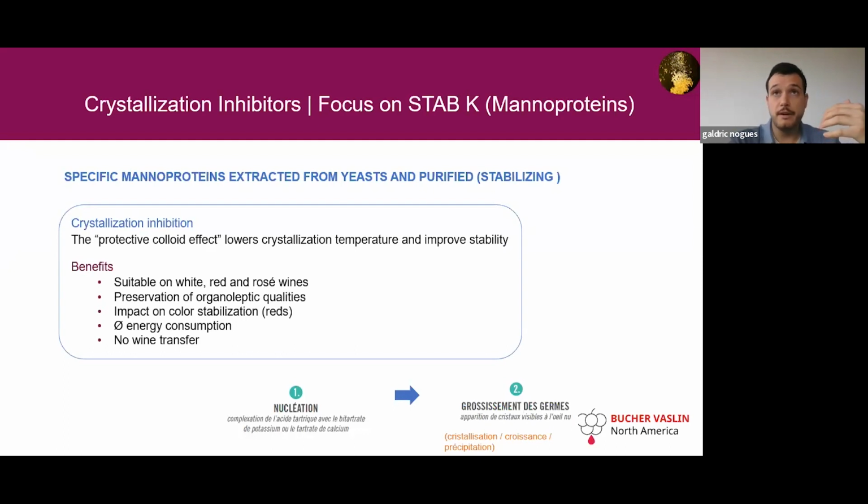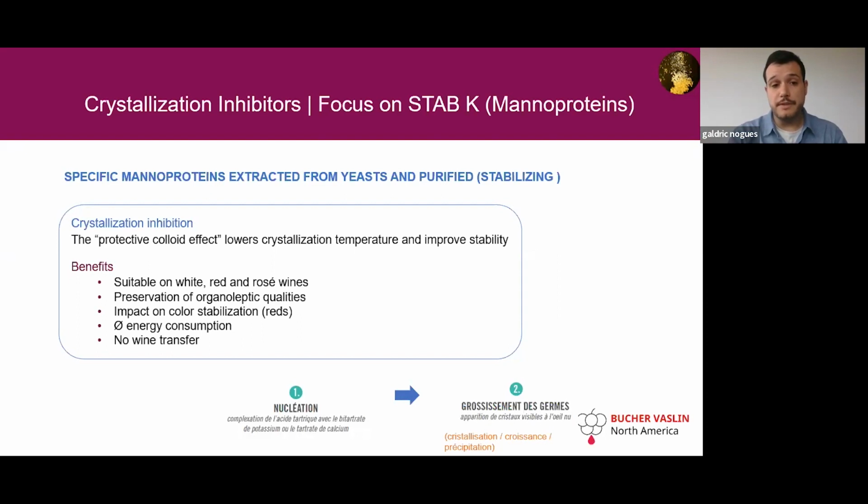There are mannoproteins that are used for roundness and mouthfeel, and others that are a bit bigger, called stabilizing mannoproteins. And these mannoproteins have a crystallization inhibition effect. They act like a protective colloid that we were speaking about at the beginning of the presentation. They finally improve the stability because they lower the crystallization temperature. So they push the curve we were speaking about a bit before the right way and extend this stable area of the tartaric.